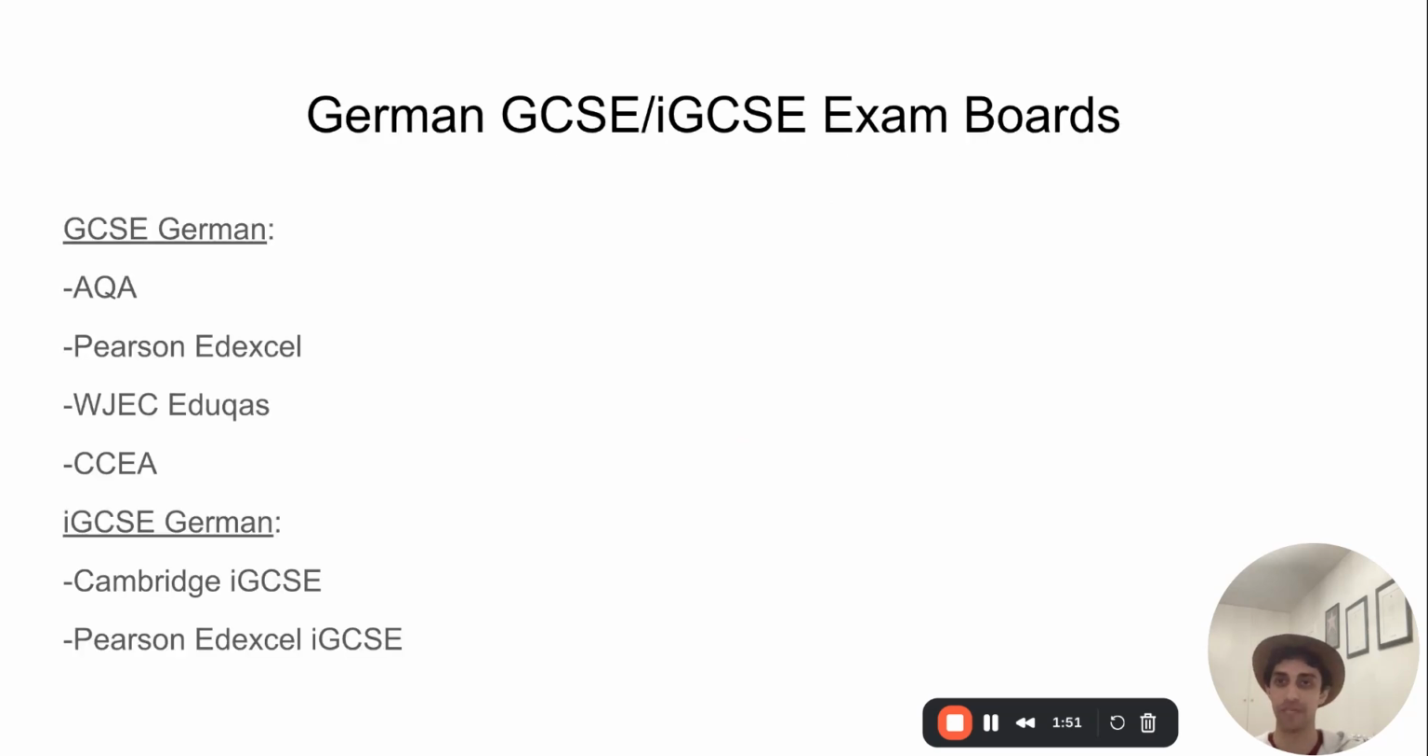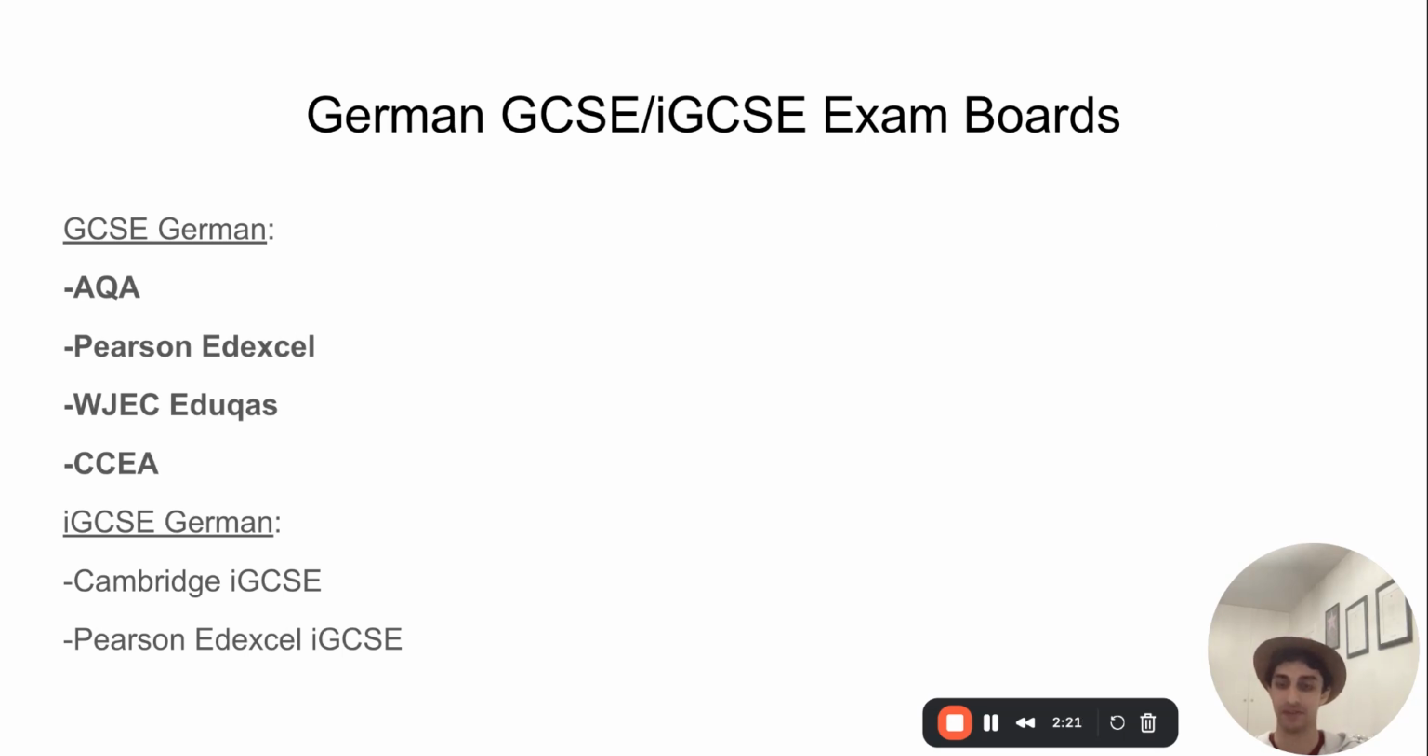Okay, just to recap, these are the German GCSE and iGCSE exam boards. So you should be familiar with your own exam board, ideally, and be aware of the format and the syllabus for your particular exam board. Try and tailor your preparation to that exam board so that you're not just generically studying GCSE or iGCSE German material, but you're preparing yourself as best as possible for your exam.